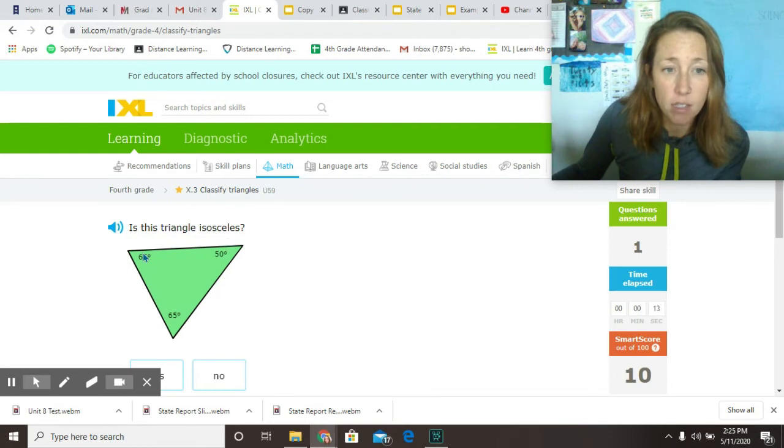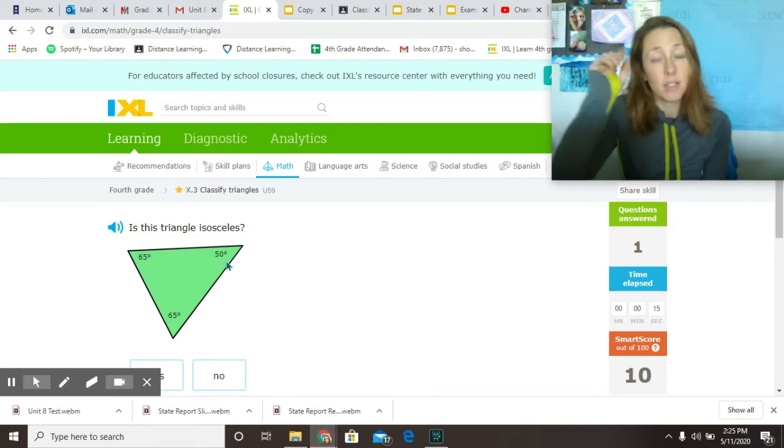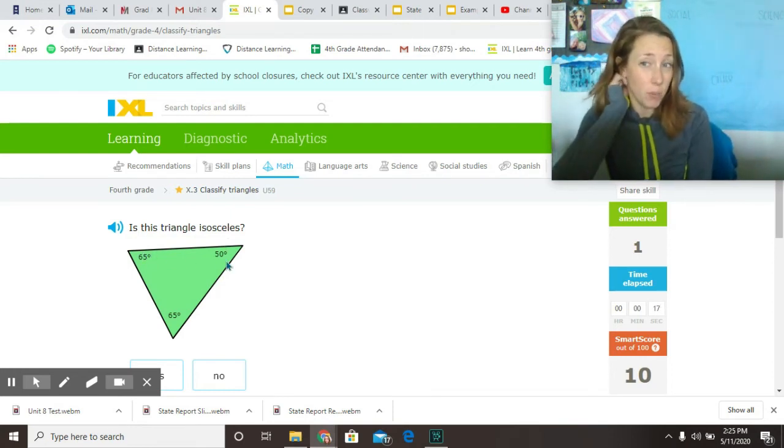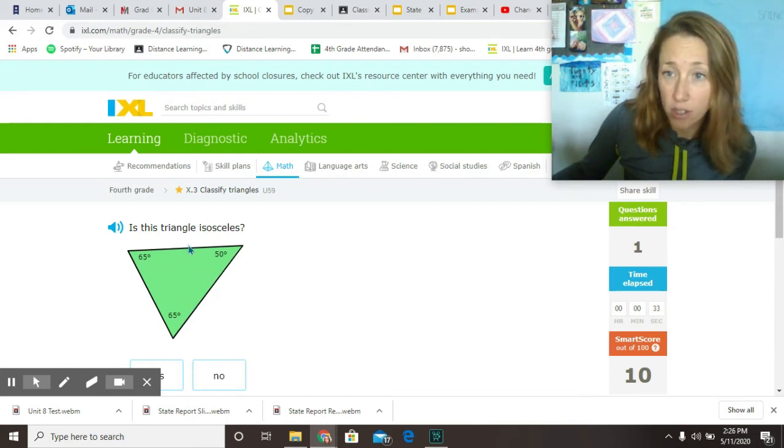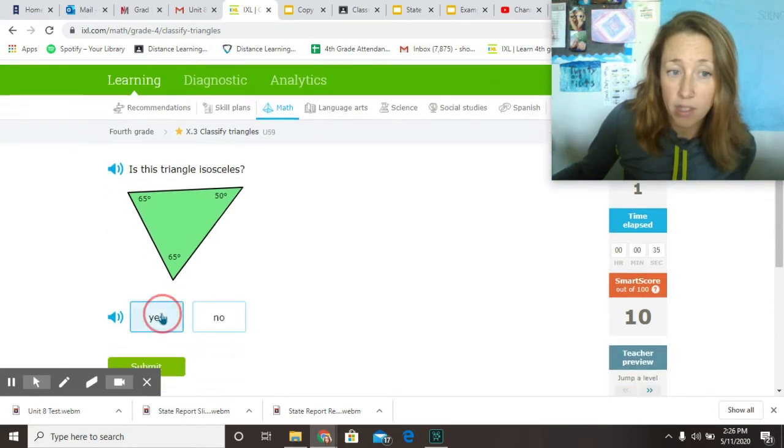Is it isosceles? Now, you are going to have to use angles to help you this time. So if this angle is the same and this angle is the same, that means this side's the same as this side. Because I have 65 and 50, 65 and 50. So if I have 65 here and 50 here, and I have 65 here and 50 here, these two sides are the same. So it would be isosceles.